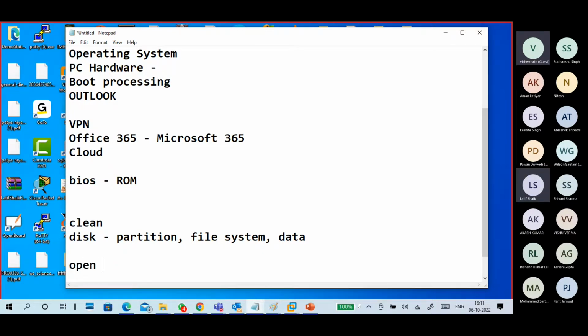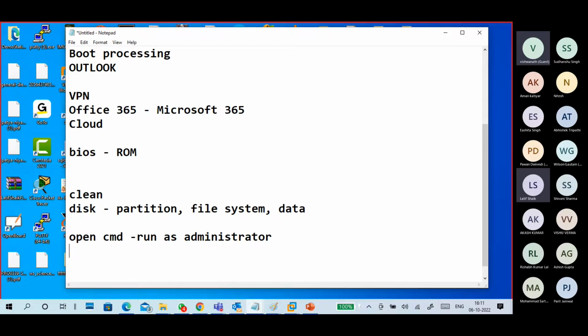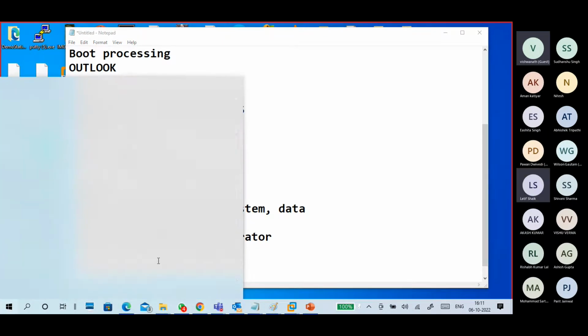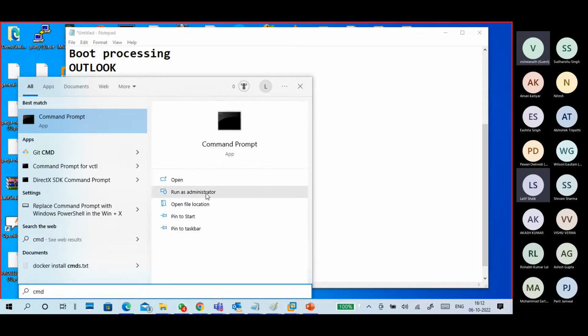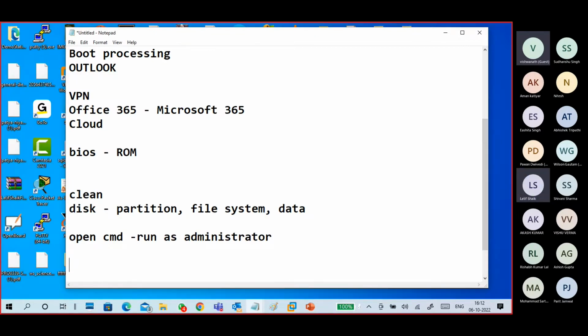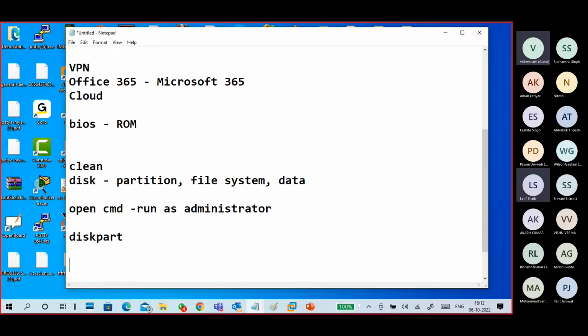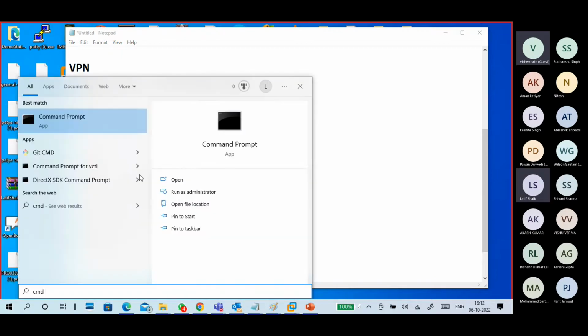First open cmd with run as administrator, or right click and run as administrator. Then put a command called diskpart. Because there is a question, I'm telling this answer. It's not compulsory that you have to do that. I will try to show you this.